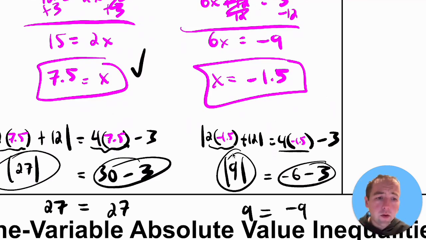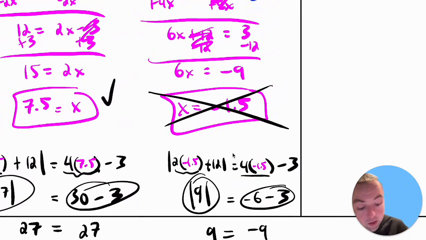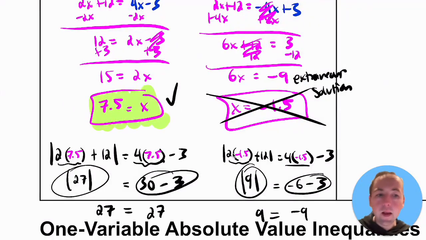And there we get a false statement. 9 is not equal to negative 9. So that means x equals negative 1.5 is not a valid solution to this equation. Therefore, that's an extraneous solution, right? It doesn't actually work in the equation. So really the only answer for this equation is this fella right here, 7.5.